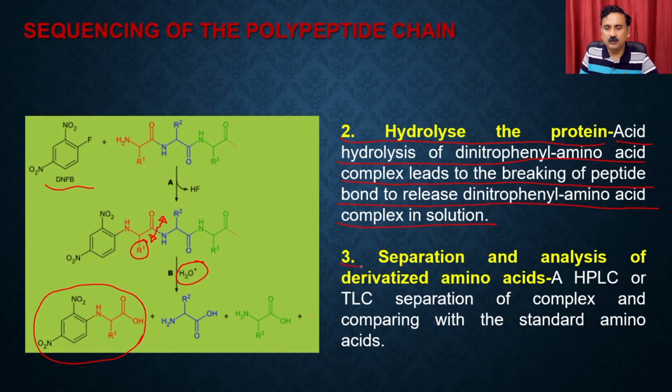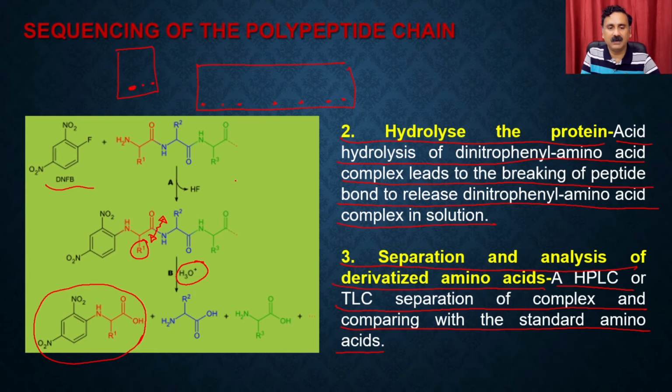Then you are going to do the separation and the analysis of the derived amino acids. So, an HPLC or the TLC separation of the complex and comparing it with the standard amino acids is actually going to give you the name as well as the identity of this. So, once you got this amino acid, then you can run the TLC along with the standard TLC. For example, you can run a TLC like this. You can run all the 20 amino acids, right.